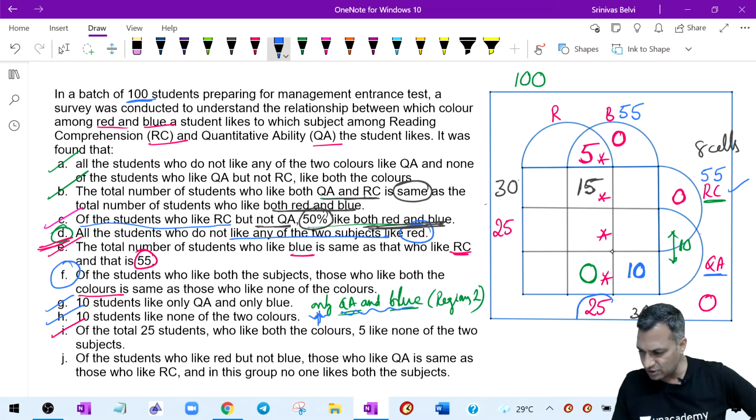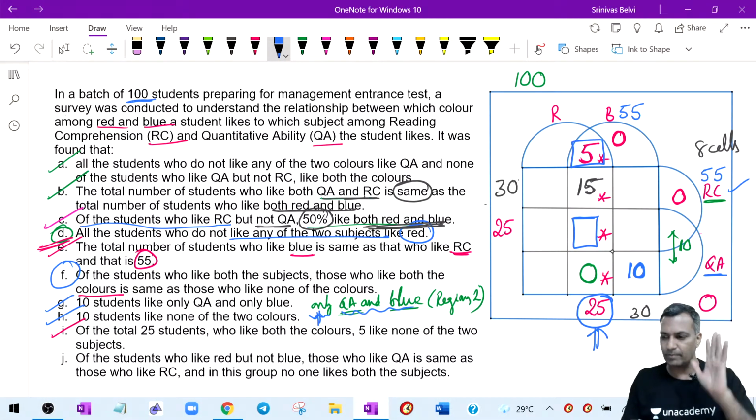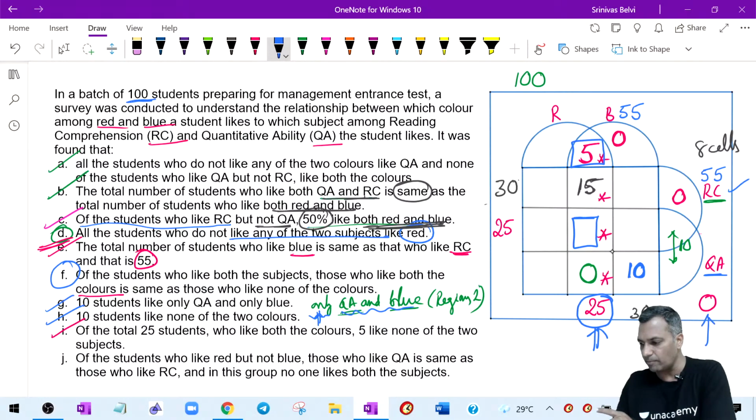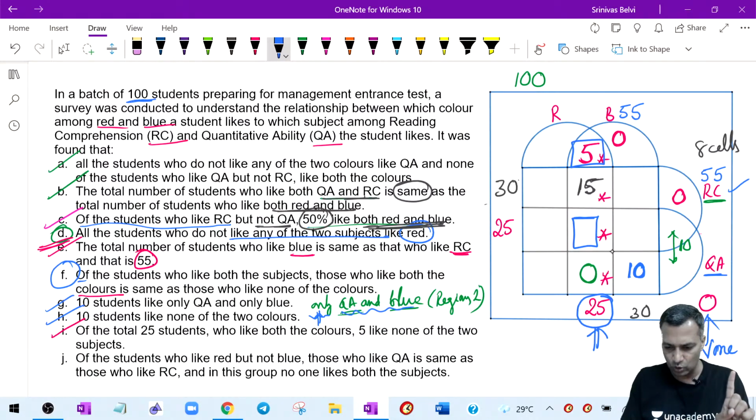Yeah. Out of this 25, first of all, I'm talking about this 25. Out of this 25, the people who like both the colors, this cell, this circle, let me put it as a box. This box is same as this box. That is the meaning. Not none means outside. Some people, the moment they say none, will straight away go outside. Don't go outside. He's not talking about outside. He's talking about only these kids.